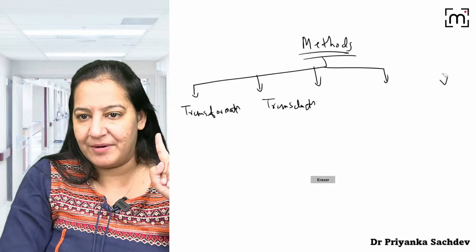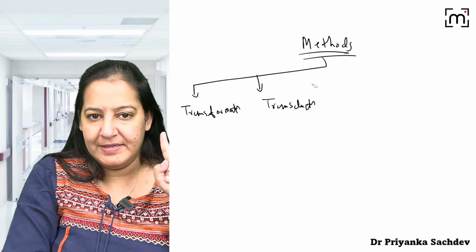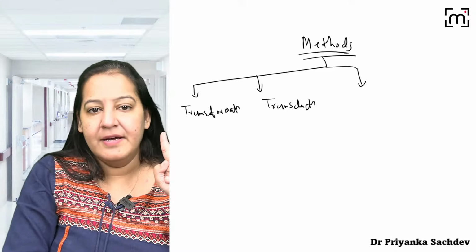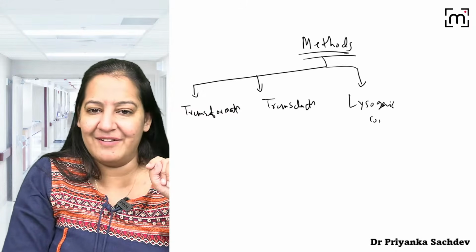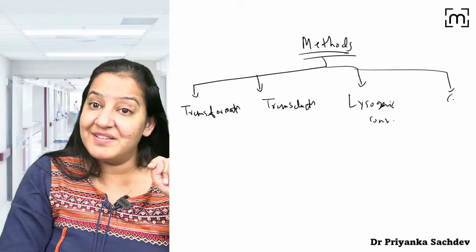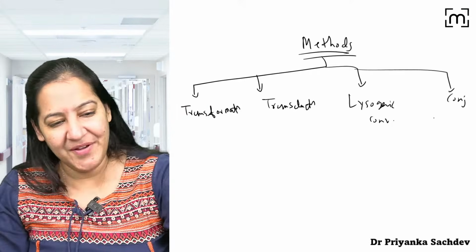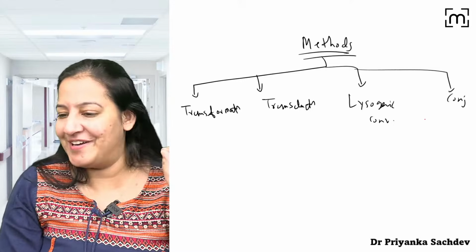One I have written extra. Okay, I will erase it. Okay, just a second. The third one is lysogenic conversion. And the last one is the conjugation. Right. Now, can you help me in defining each of them? Very good. Everyone is correct.